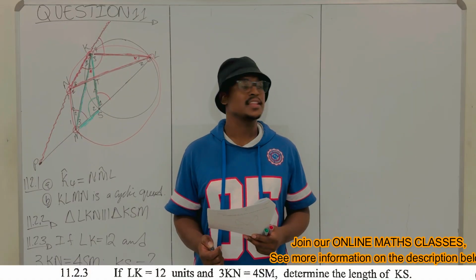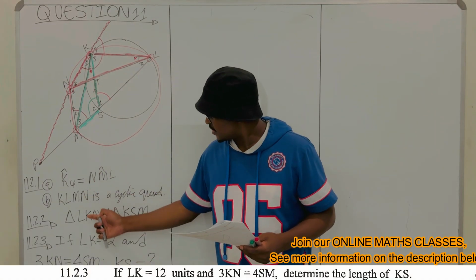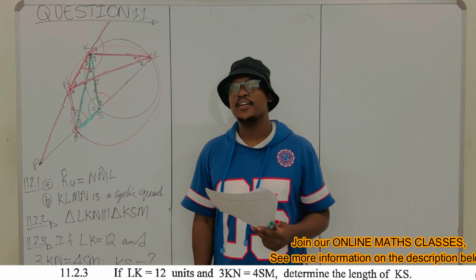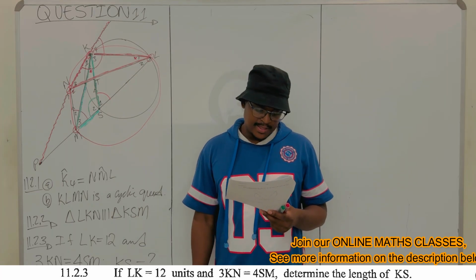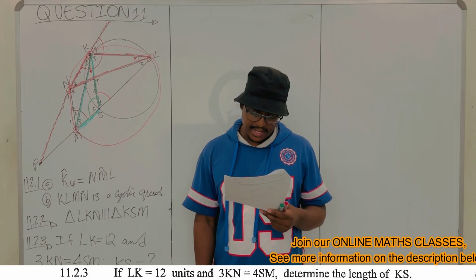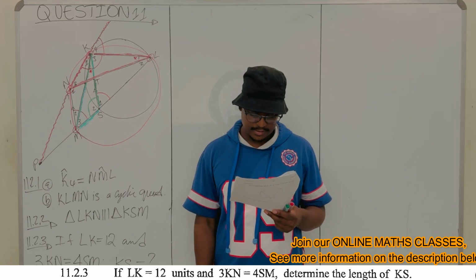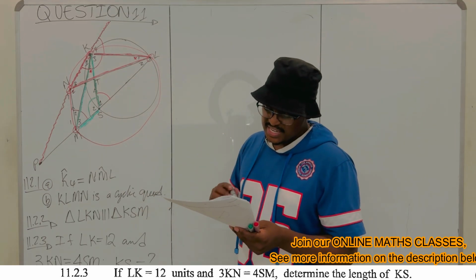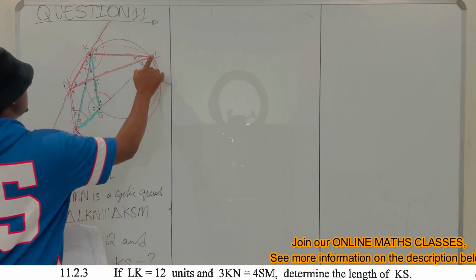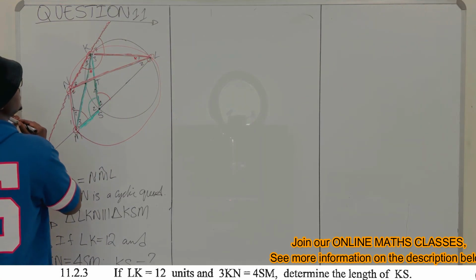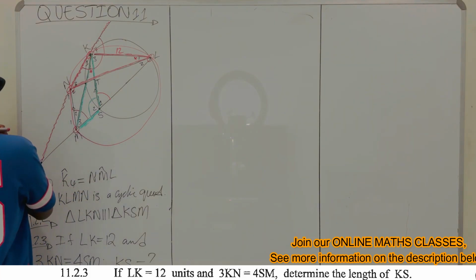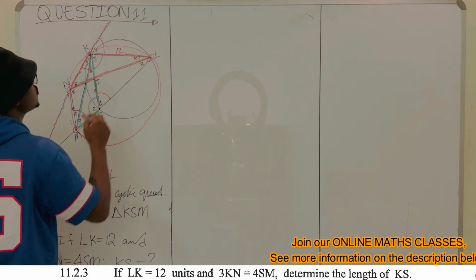Okay, so now we're done cleaning the board, and I've written all the stuff that we've done so far from 11.2.1 to 11.2.2. Now we're going to do 11.2.3. What are they saying? If LK is equal to 12 units and 3KN is equal to 4SM, determine the length of KS. They are telling us that LK is equal to 12 units. Where is LK? It is that length over there on the red triangle, equal to 12 units.